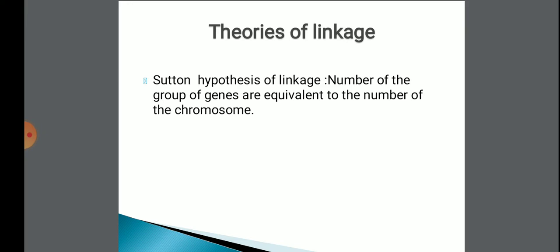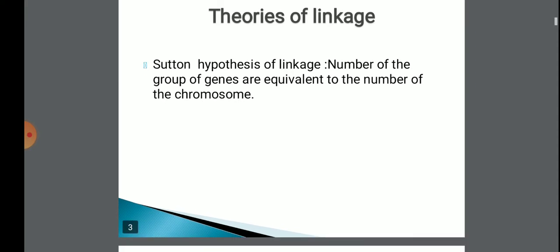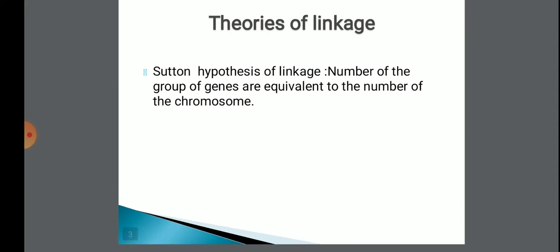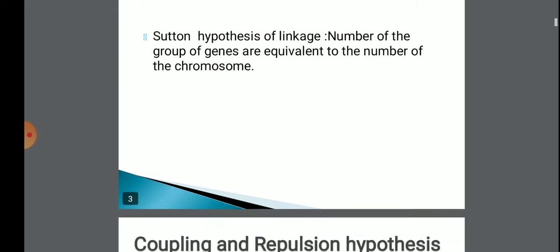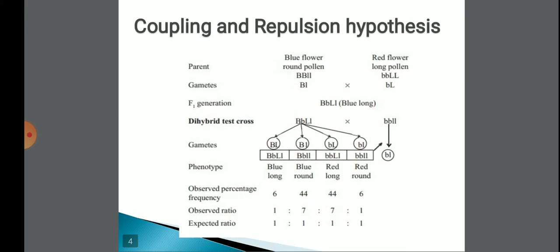For example, in human beings we have 46 chromosomes and 25,000 to 30,000 genes on them. However, he could not explain it by any genetic experiment. The second theory, the coupling and repulsion hypothesis, was given by Bateson and Punnett in 1906.